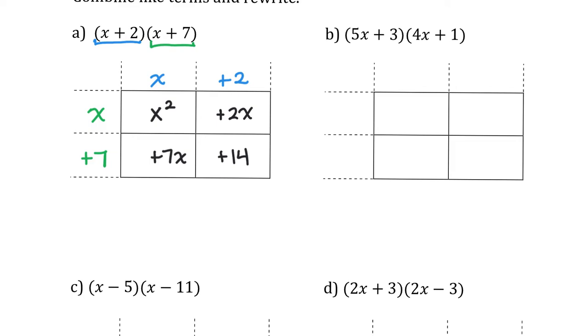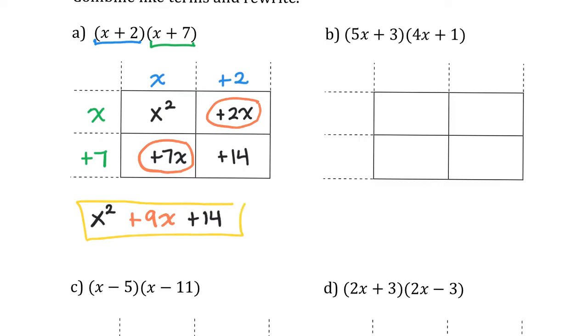Okay, I'm going to put it in standard form. So I'm going to start with the x squared because it has the highest exponent. Now I see the next thing I have is a 2x, but I also have this positive 7x. So I'm going to go ahead and combine them. 7x plus 2x is positive 9x. And I'm going to go ahead and put the positive 14 last. And this is the same answer as if I had distributed, but it's just a different way of doing it.